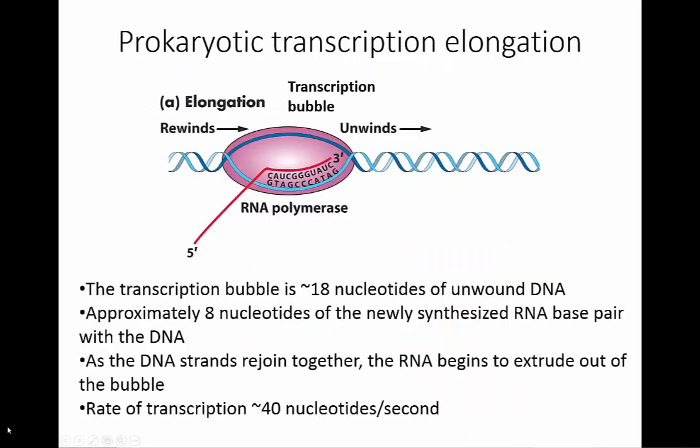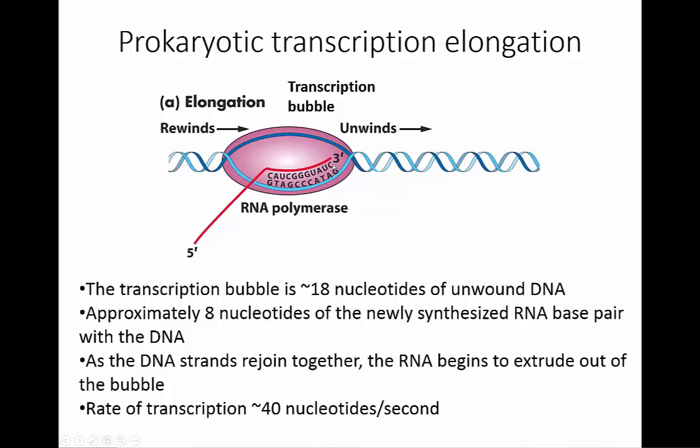If we then continue to look at how elongation happens in prokaryotes, there is a particular region here that is going to remain single-stranded, and so the two strands of the DNA separate from each other, and that region, which is called the transcription bubble, is about 18 nucleotides in length. Approximately 8 nucleotides of that RNA are actually going to base pair with the DNA. So we make an RNA-DNA hybrid.